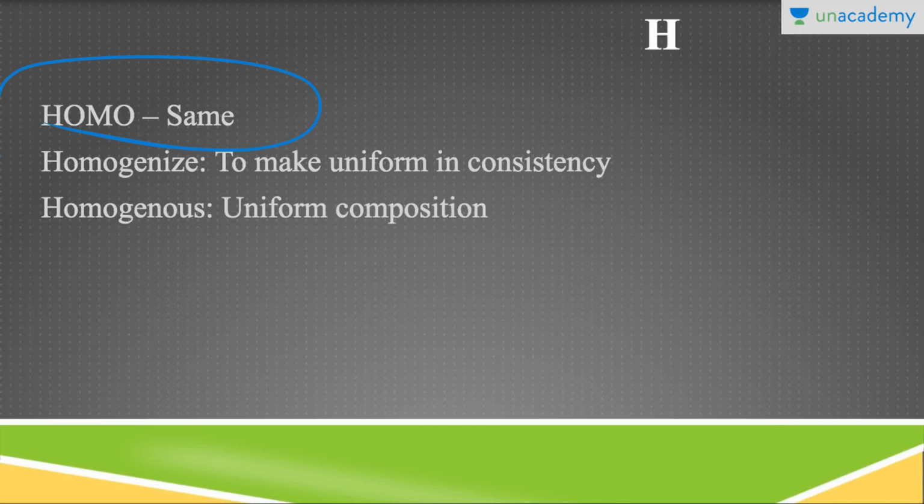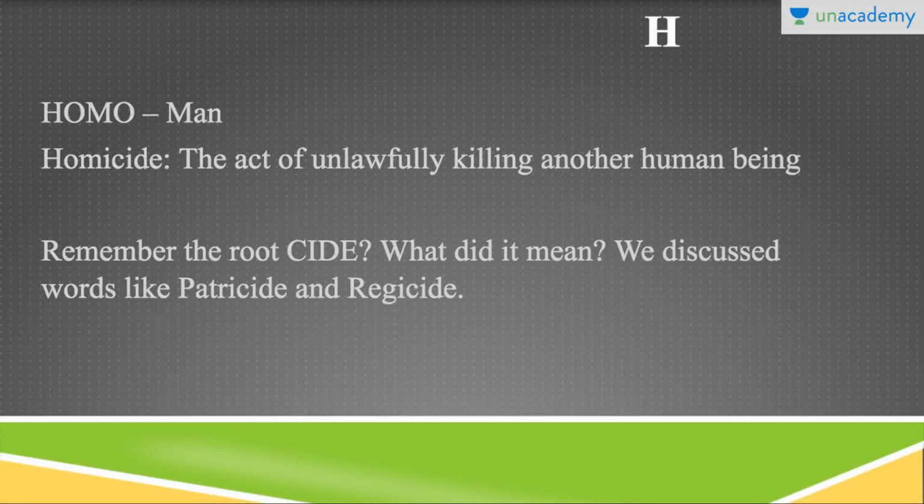Homo also has another meaning, which means man. So Homo sapiens, right? So that's what Homo here stands for, man also. So the word here that I've used is homicide. You remember homicide, which is the act of unlawfully killing another human being. And side was also the root that we had used long back when we were still at the letter C. So what was the meaning of the root side? And we had used words like patricide and regicide at that point of time.